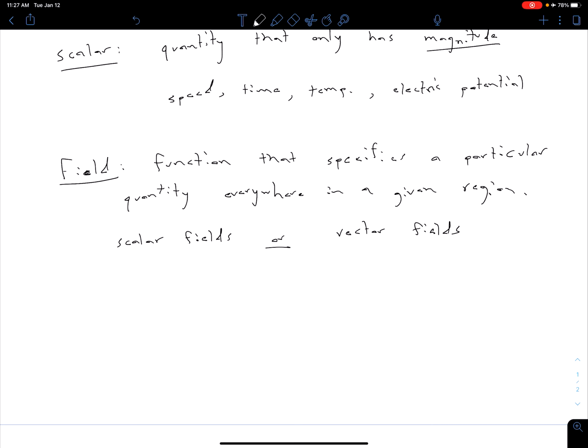Another thing to note is that in general, our fields can depend on time and or position. So of course we could think about in a given system, over time things might be changing, whether we're talking about voltages, electric fields.